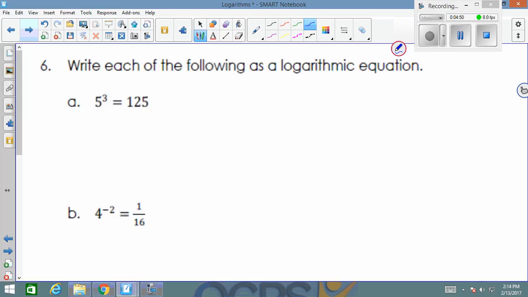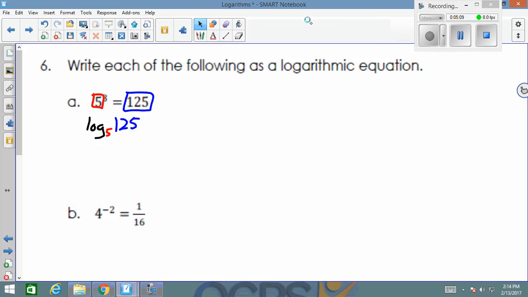Okay? Now we're going to go the other way. So it's going to be log. The base of the exponential is going to be the base of my log, but that's a subscript. Okay? This number is going to be the big number over here.